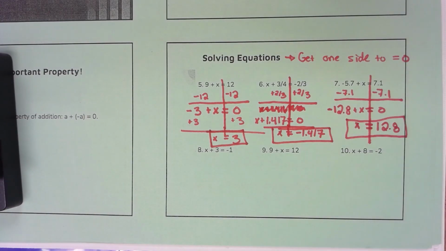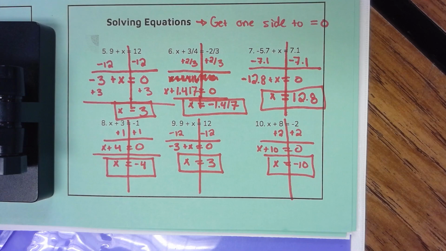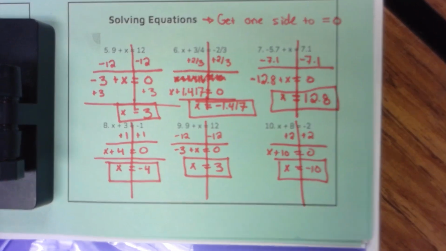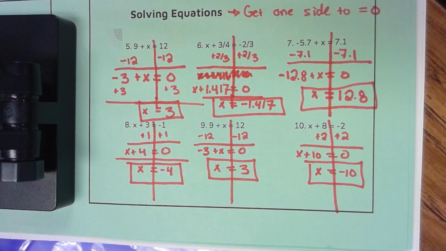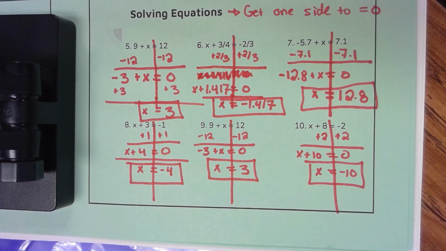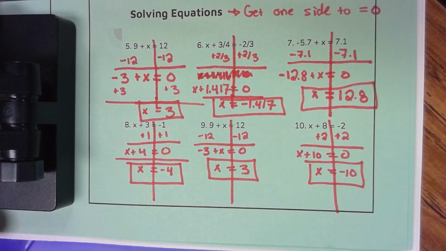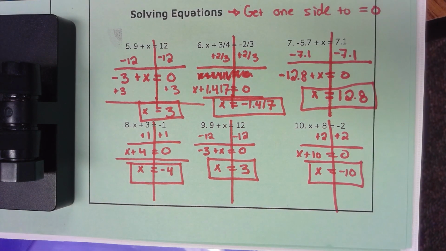Okay, in your groups, complete 8, 9, and 10. And then we'll move on to the back side. So you should have gotten for number 8, x equals negative 4. For number 9, x equals 3. And for number 10, x equals negative 10. Once you have this written down, go ahead and flip it over. And we're going to start on the next group of problems.